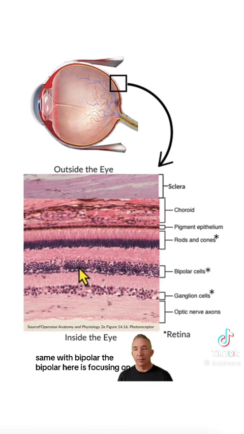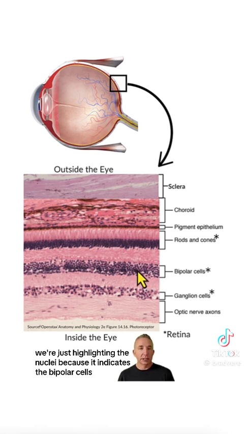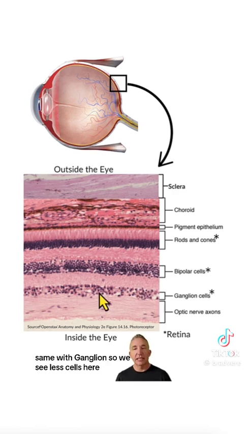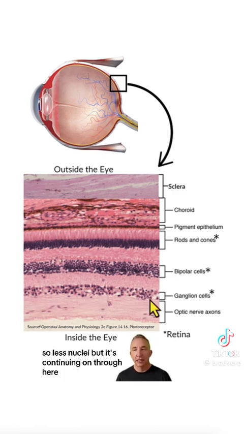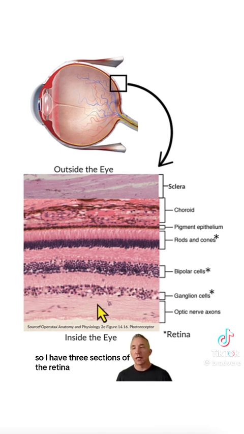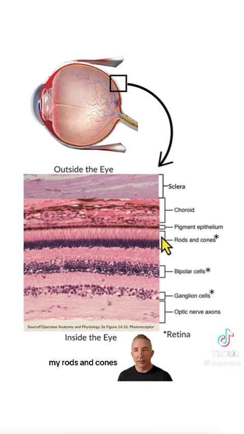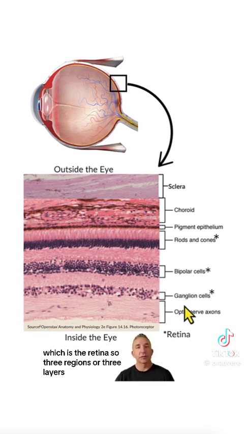Same with bipolar. The bipolar here is focusing on, this bracket is looking at the nuclei, but it still extends through here, this is the rest of the cell. We're just highlighting the nuclei because it indicates the bipolar cells. Same with ganglion. So we see less cells here, so less nuclei, but it's continuing on through here. So I have three sections of the retina: my rods and cones, my bipolar cells, and my ganglion cells. Again, the brackets are highlighting primarily the nuclei of the cells.